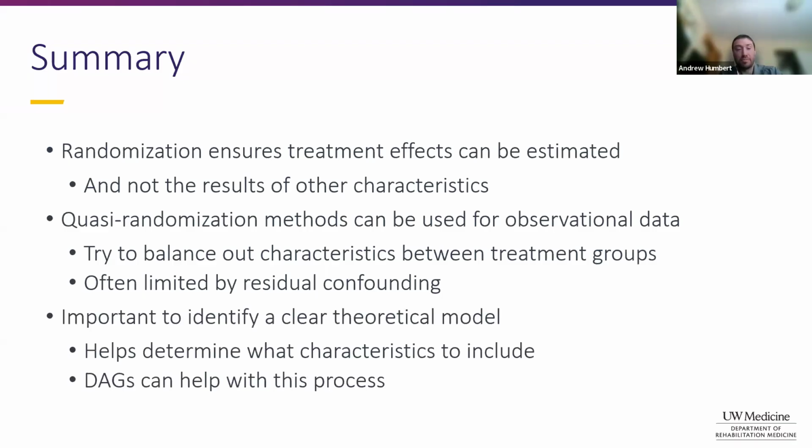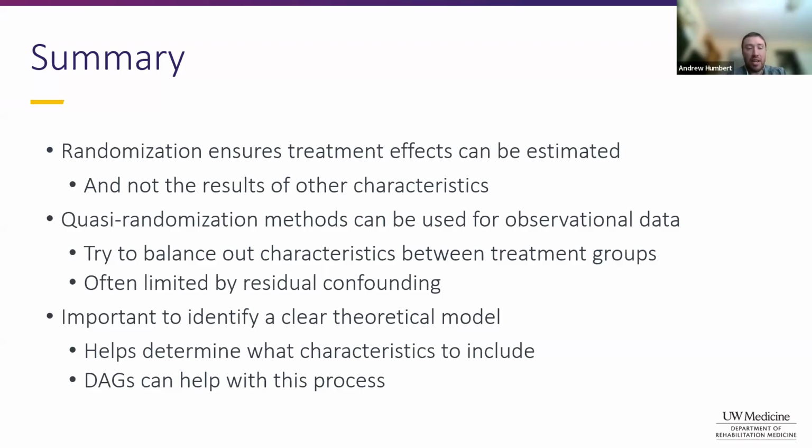But regardless of whether you're truly in a quasi-randomized setting or not, it's really important to identify a clear theoretical model and build up this model as if you were approaching it through quasi-randomization, trying to identify the pathways and figure out what you need to balance and what you might want to be cautious about when you're trying to balance those variables. Because that's what helps determine what characteristics to include in the model.